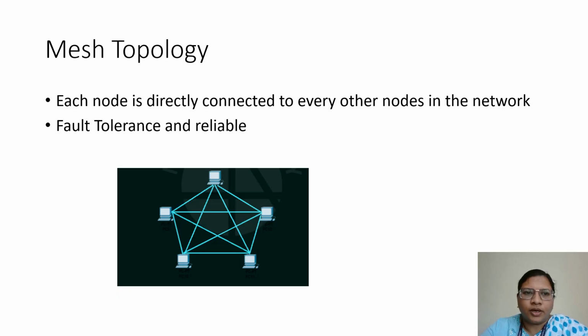Mesh topology. In mesh topology, each node is directly connected to every other node in the network. We can see here, this node is connected to every other node. See, this is connected to here, and this node is connected to here, and this node is connected here, and so each and every node is connected to every other node. It's fault tolerant and reliable.